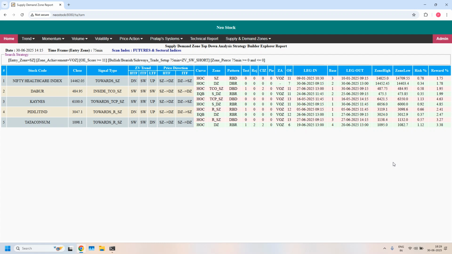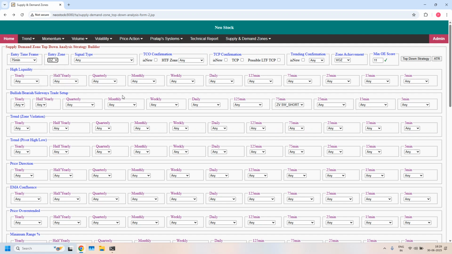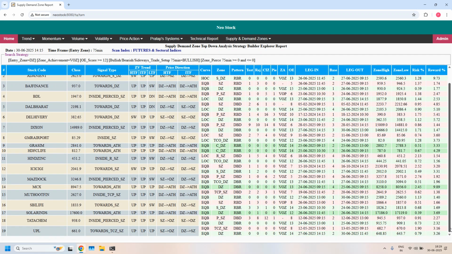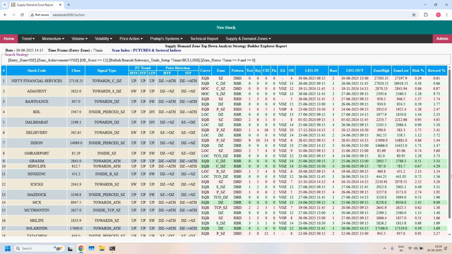Okay, next we will look into bullish trade setup for weekly income trade. The changes are 75 minutes demand zone, here bullish, and also minimum order enhancer score should be 12. Let's filter. We got 19 stocks. So first 18 stocks in the list. In all the stocks, entry time frame zone is 75 minutes demand zones.